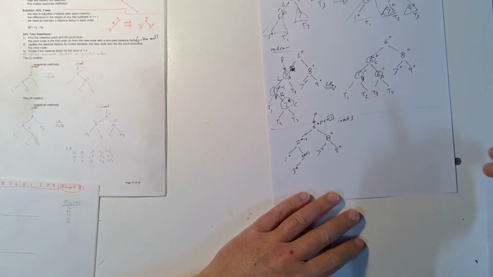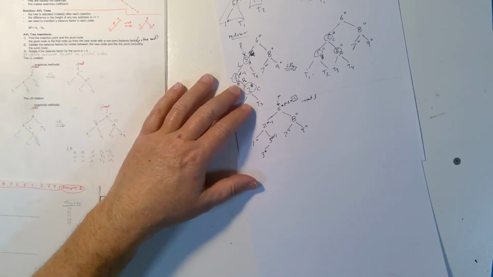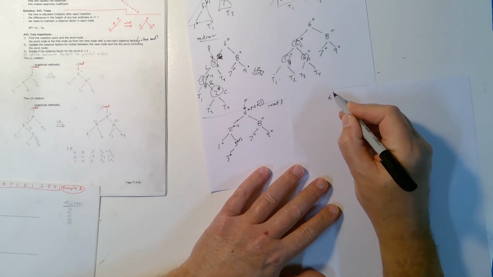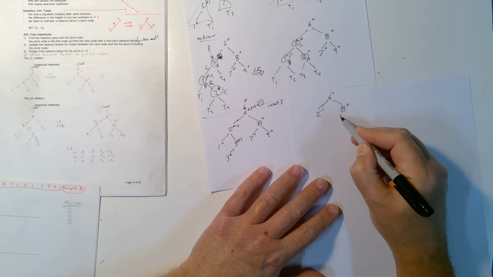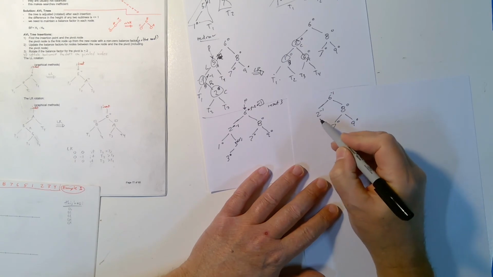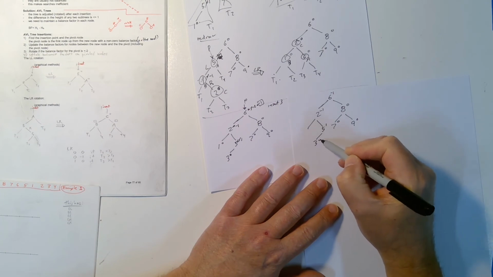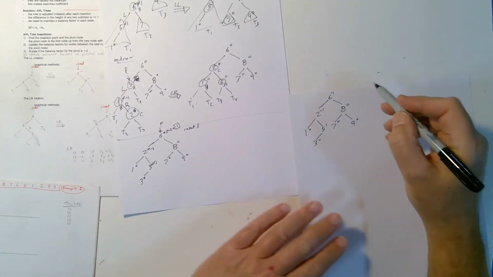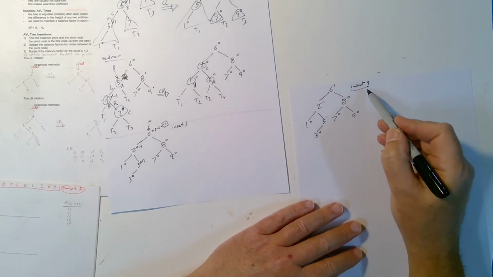So I'm going to redraw this guy here. So 6, 2, 8, 7, 9. There he is. All right, so now it's time to insert 4. I think that'll be our last rotation. It will cause a rotation.